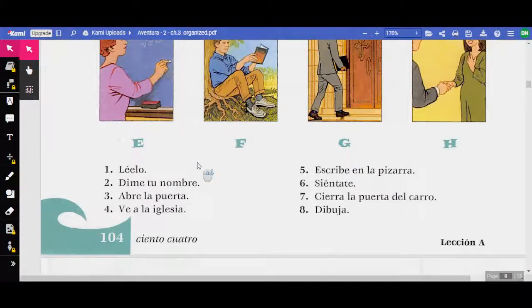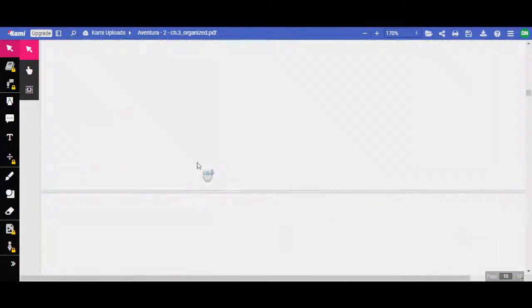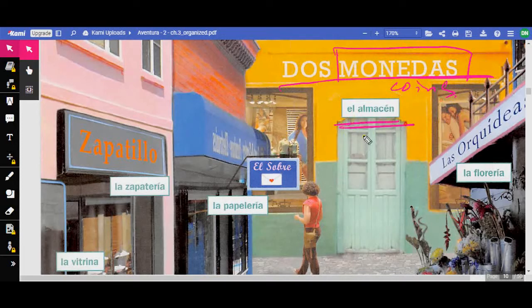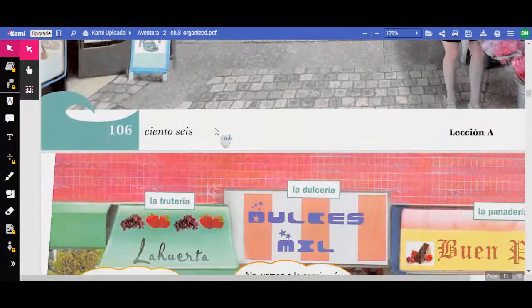Now page 106, another page that I want you to review. And these are places in commerce. So those monedas, remember monedas? Money, but this is really coins. Almacén, the store, shop. Papelería, zapatería. Vitrina, don't forget this one. Vitrina, when you go window shopping, it's all these displays. Florería, the flowers, flores. Orquídeas is just a type of flower. So this is page 106.